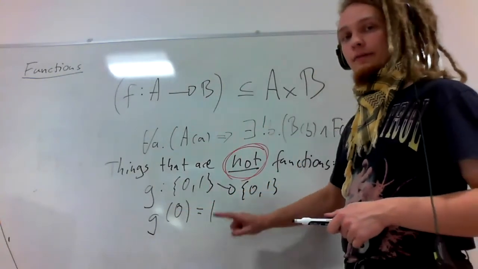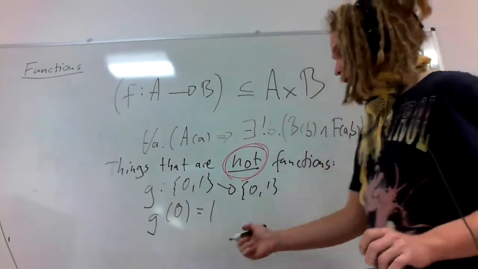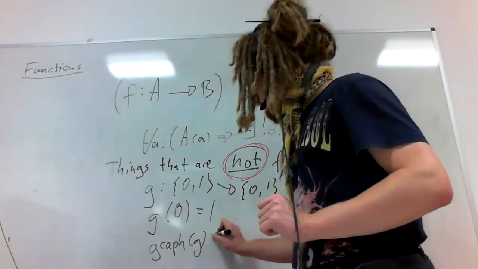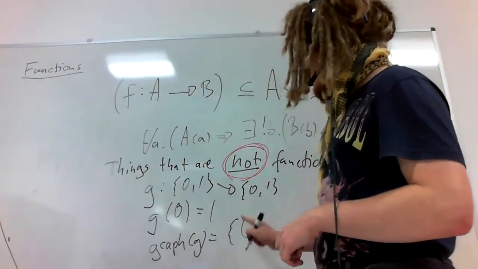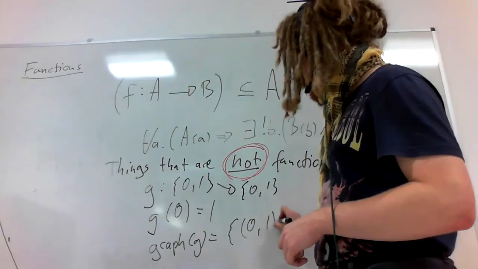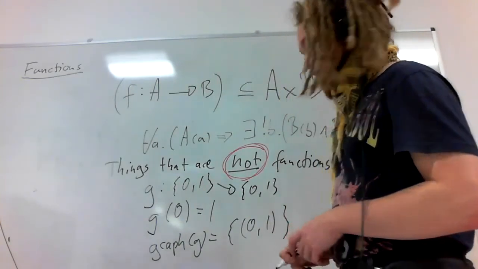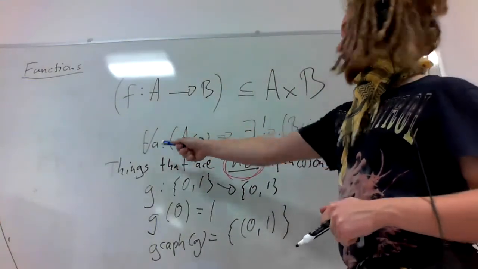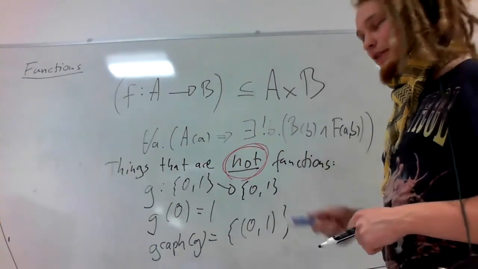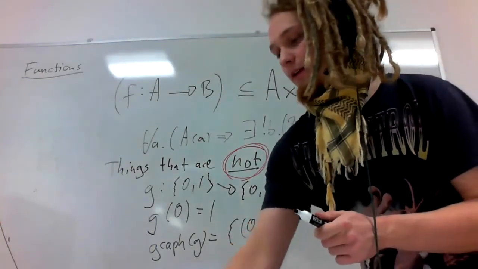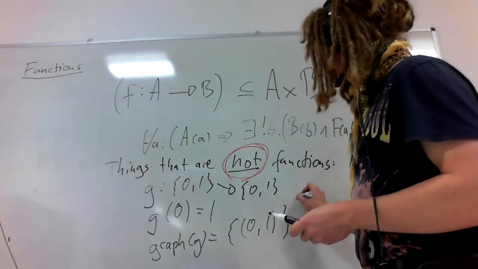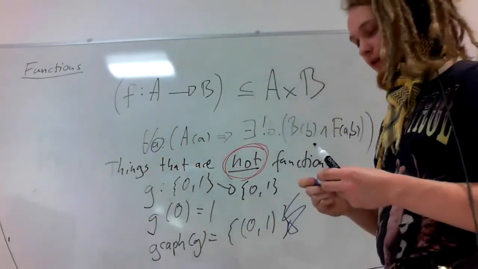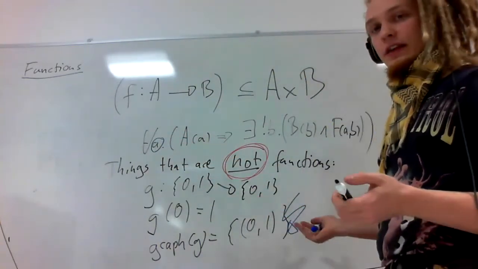If we stop now, this is not a function. Let me show you how the graph of this function looks. The graph of g has only one tuple in there, which is (0, 1). But we said that all input values have to have something to be mapped to, so this is not a function, because the 1 is not mapped to anything.